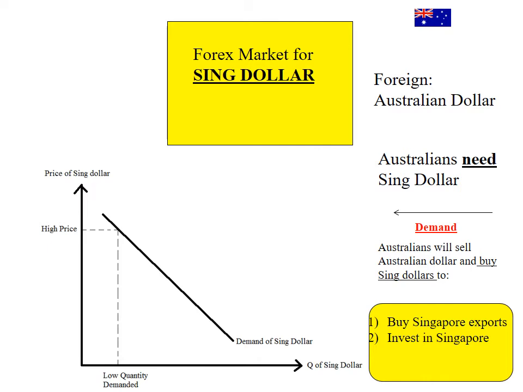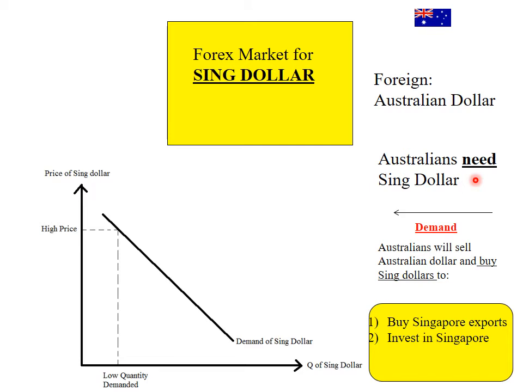Now, who are the group of people that want Sing dollar? These people are those who don't have Sing dollar. So when we're looking at these two countries, Sing versus Australia, it is the foreign side to Sing. That means the Australian side needs Sing dollar because they don't have it. In Australia, they are using Australian dollar, right? So they don't have Sing dollar. They need Sing dollar. Now, they need Sing dollar for what?